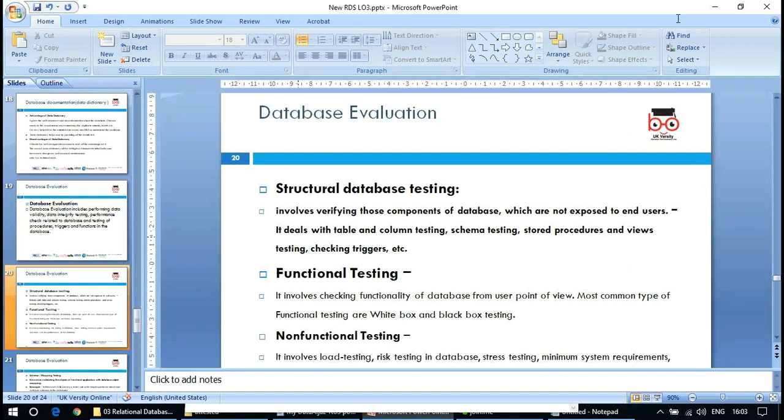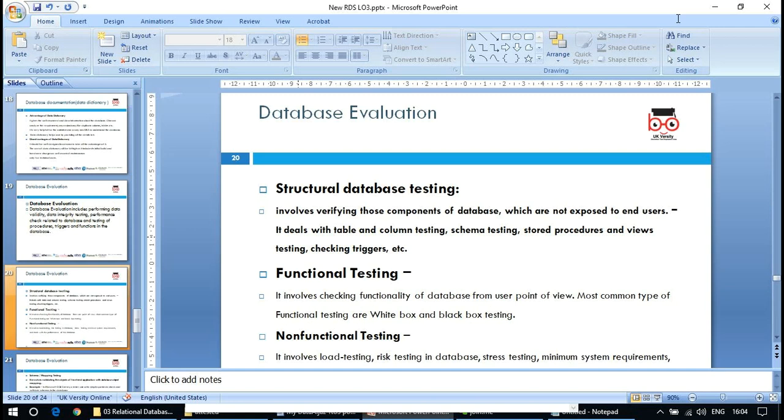You need to evaluate in different ways, like structural database testing. You need to evaluate the components of the database which are not exposed to the end user. So for example, if you have a normal interface, you can search the database, but how the database is internally working, that's the structural database testing.